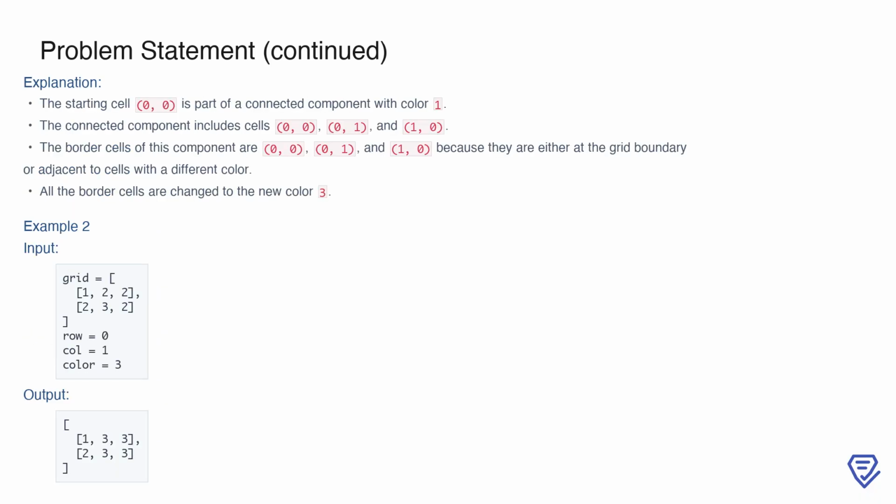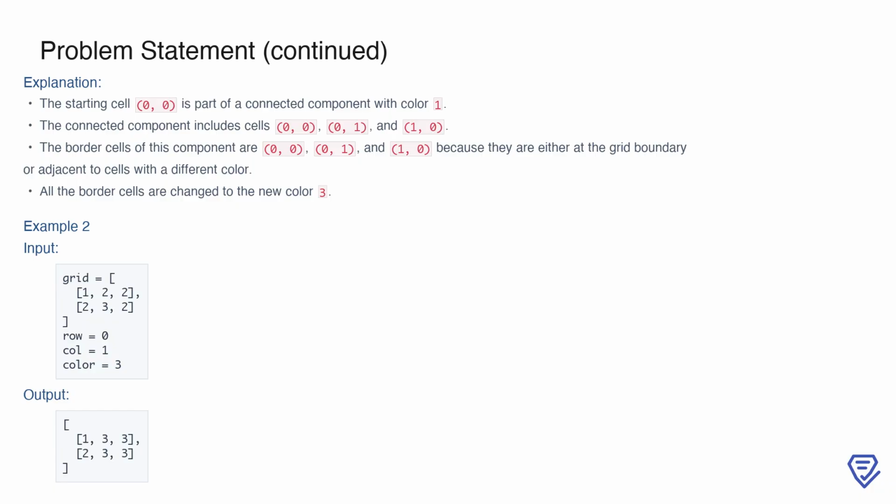To explain the previous example further, the starting cell, 0, 0, is part of a connected component where all cells have the color 1. This component includes 0, 0, 0, 1, and 1, 0. The border cells are the same as the connected component in this case because all these cells are either on the edge of the grid or adjacent to the cell 1, 1, which has a different color. By changing the border cells to the new color 3, we get the output grid.